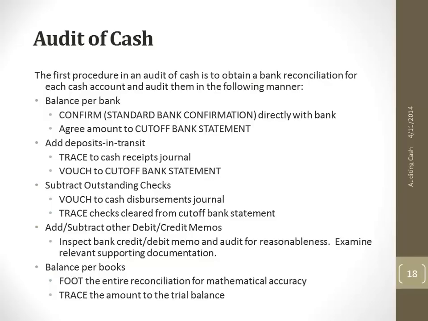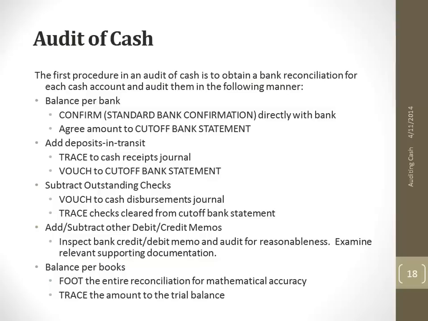In terms of your procedure to reconcile, you start with the balance per the bank, which is from your confirmation and the cutoff statement, and add the deposits in transit. Those are deposits that the company made that haven't yet cleared the bank. You should be able to trace those to the cash receipts journal and vouch those to the cutoff bank statement, because you're looking at the bank reconciliation as of 12/31. So you trace those cash receipts to the cash receipts journal, and then you see that they cleared the bank in the cutoff statement.